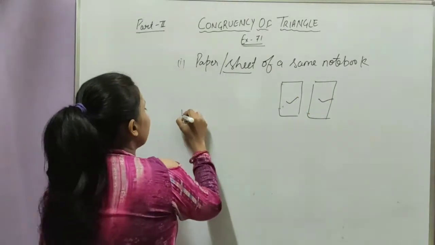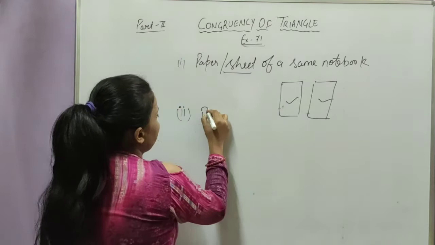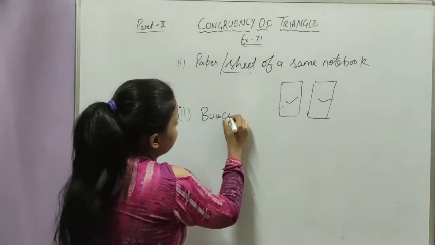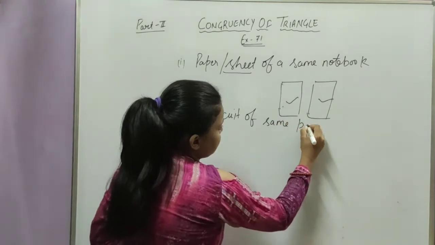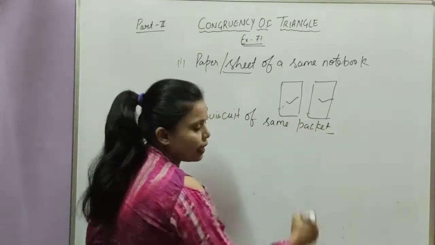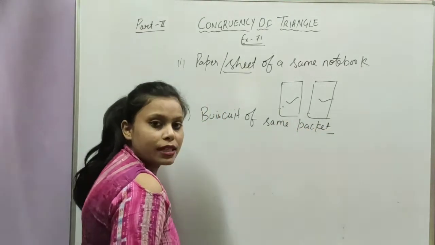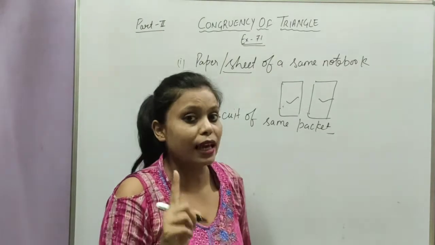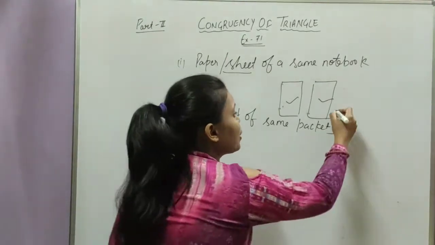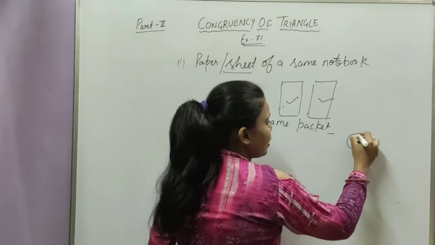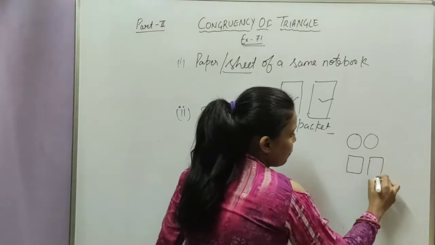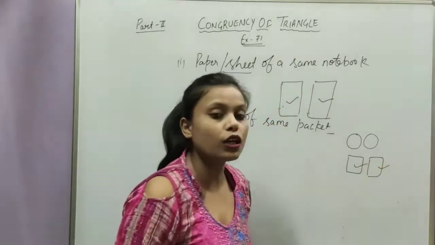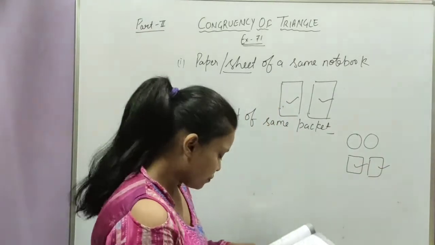Okay. Next can be biscuits of the same packet. Right? All the biscuits of one single packet are congruent to each other, whether they look like this or they are square, they will be identical to each other, right?